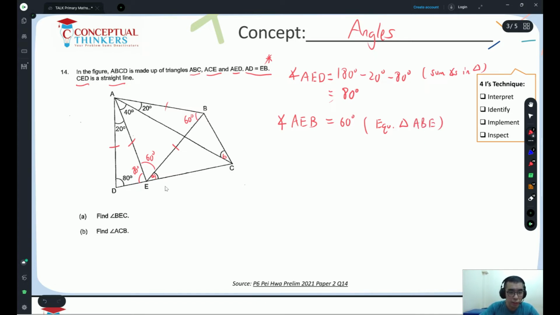So next, what I need to find is angle AEC. They tell us that CED is a straight line, so we can find angle AEC by taking 180 degrees minus away this 80. So 180 degrees minus away 80. Okay, so this will give me 100 degrees. So I'm using angles on a straight line.